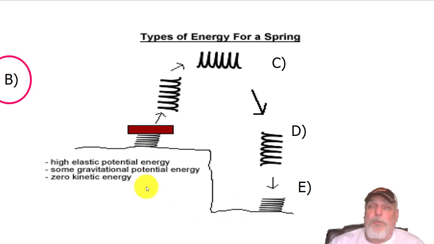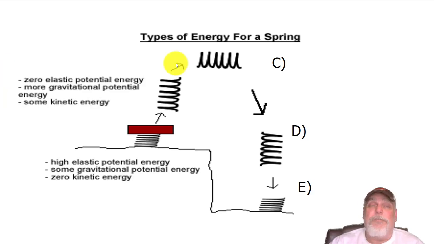Now, after we pull the trigger, now we're at point B. So as it first springs up into the air, what is that energy going to look like? What's the motion going to look like of that spring? It's going to have zero elastic potential energy because now the spring has stretched out, it's sprung, it's used that elastic potential energy. It does have more gravitational potential energy than it did before, because now it's higher off the ground than it was at point A. And it definitely has some kinetic energy because it's springing up and it's moving in an upward direction.